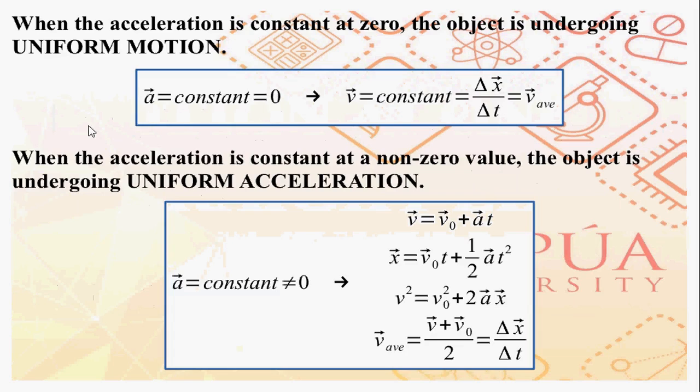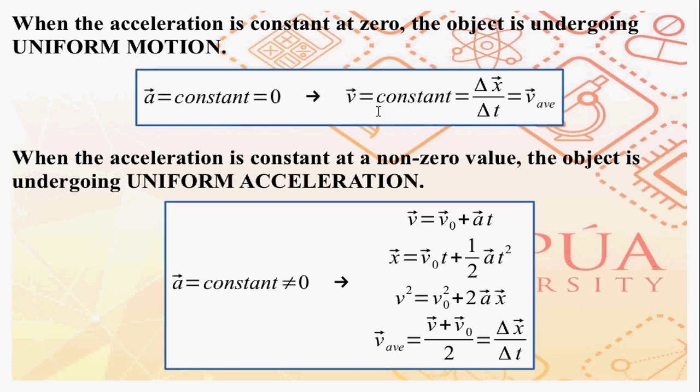We have two cases for constant acceleration. The acceleration may be constant at 0. You have uniform motion. For uniform motion, for acceleration constant at a 0 value, the velocity is constant. Acceleration is defined as the rate of change of velocity. So if the acceleration is 0, the velocity is not changing. The rate of change of velocity is 0. That means the velocity is constant.